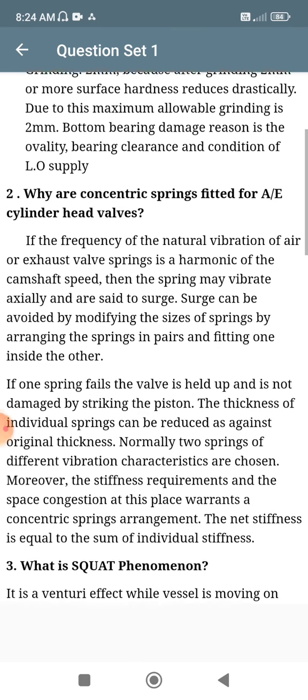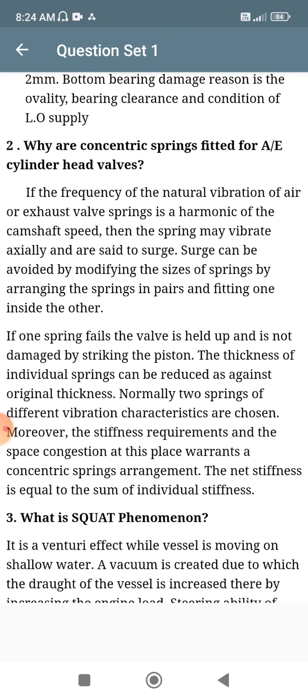Okay. So why are concentric springs fitted for auxiliary engine cylinder head valve? This is also a question. Why are concentric springs fitted for auxiliary engine cylinder head valve? Okay, we can say if the frequency of natural vibration of air or exhaust valve springs is a harmonic of the camshaft speed, then the spring may vibrate axially and is said to surge.